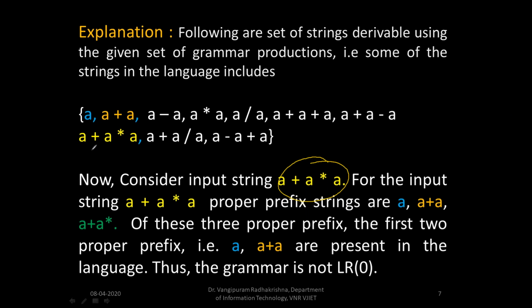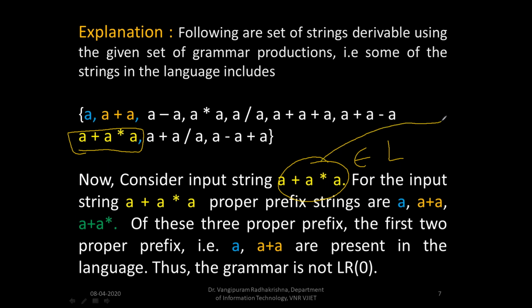which is chosen. So this is a string which is chosen. Now a plus a star a belongs to L. Try to find out the viable prefixes for this input string, that is, the valid prefixes for this input string.